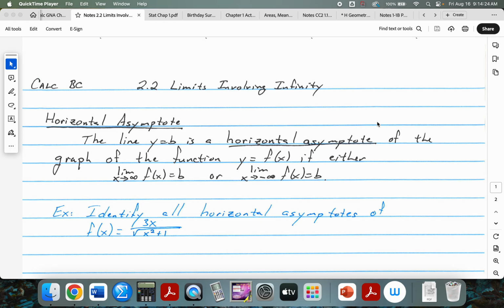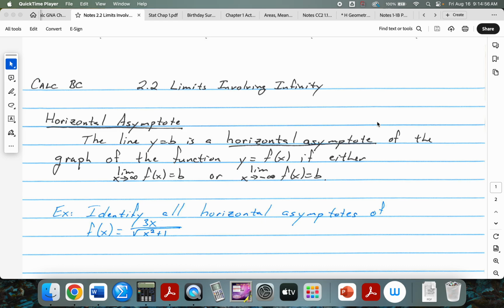The first one is a horizontal asymptote. This is a definition that hopefully you did in pre-cal. I'm not sure if you did or not. It's not a big deal. But if you've got a horizontal asymptote, it has to follow this. The line y equals b is a horizontal asymptote of the graph of the function y equals f of x if either the limit as x goes to infinity of f of x is equal to b, or the limit as x goes to negative infinity of f of x is equal to b.